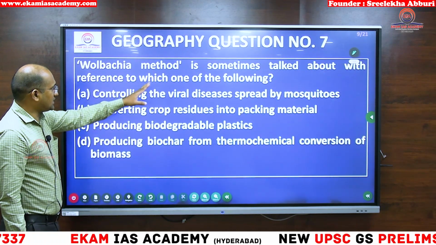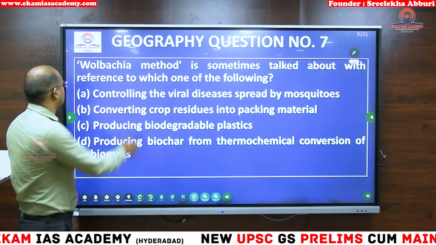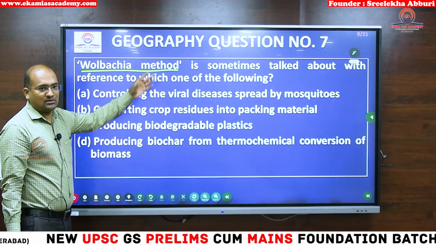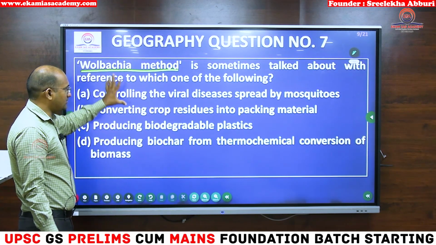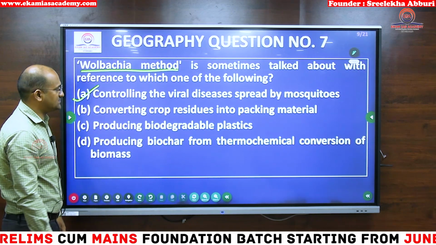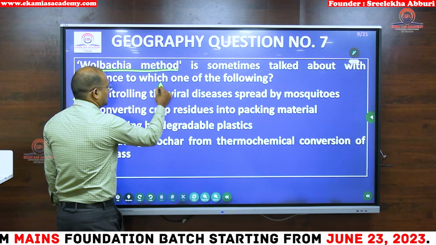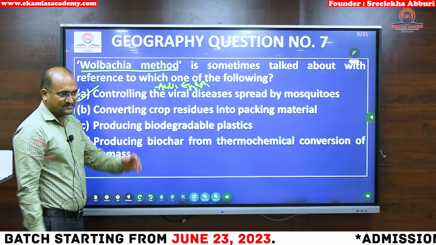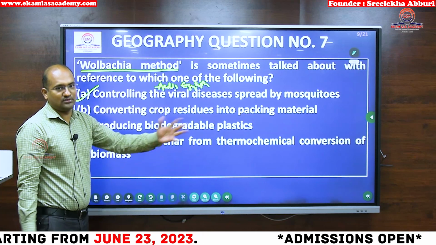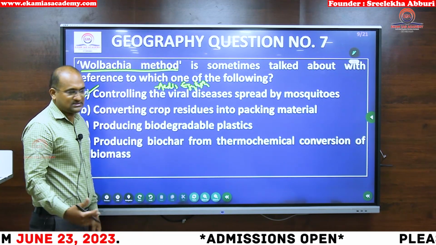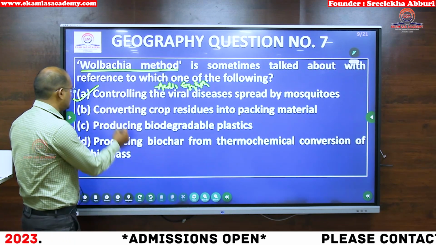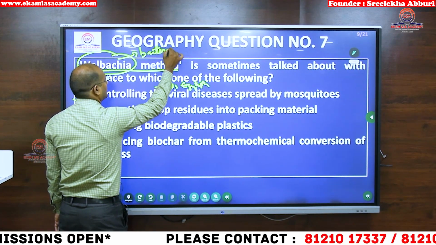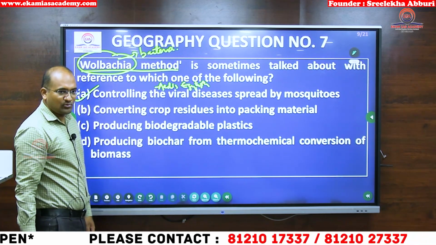Wolbachia method is sometimes talked about with reference to which one of the following. Again, this question is not from NCERTs, it is from newspaper reading. The answer is A, controlling the viral disease spread by mosquitoes. Aedes aegypti is a mosquito that spreads diseases like chikungunya and dengue fever. So, how to control this mosquito? One way is to use Wolbachia. Wolbachia is a bacteria, okay. This can live in insects like mosquitoes.